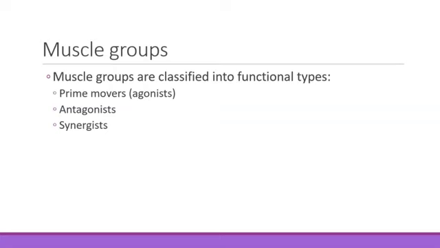So muscle groups are classified into functional types. We have prime movers, also known as agonists. We have antagonists, and we have synergists. So prime movers are also called agonists. These are the muscles that are responsible for a particular movement. Antagonists will produce the opposite or reverse movement.